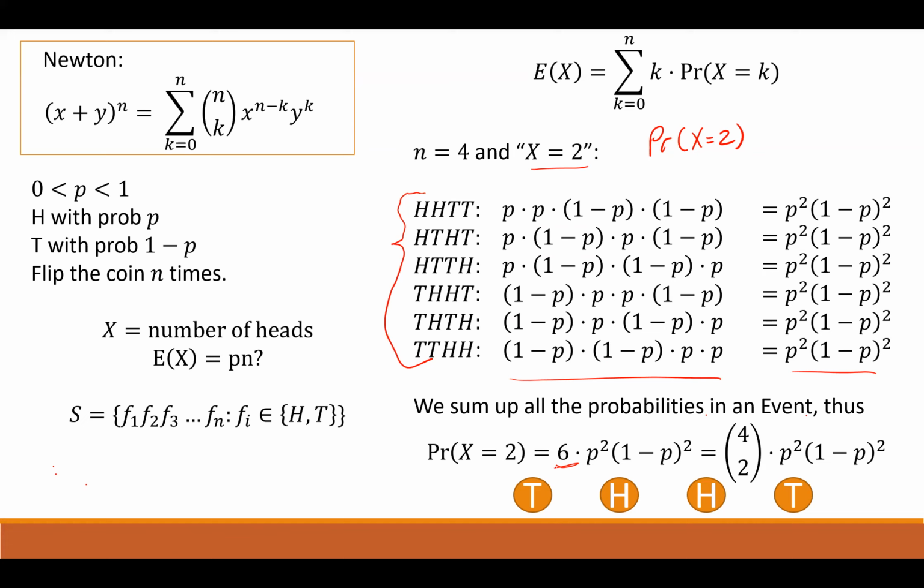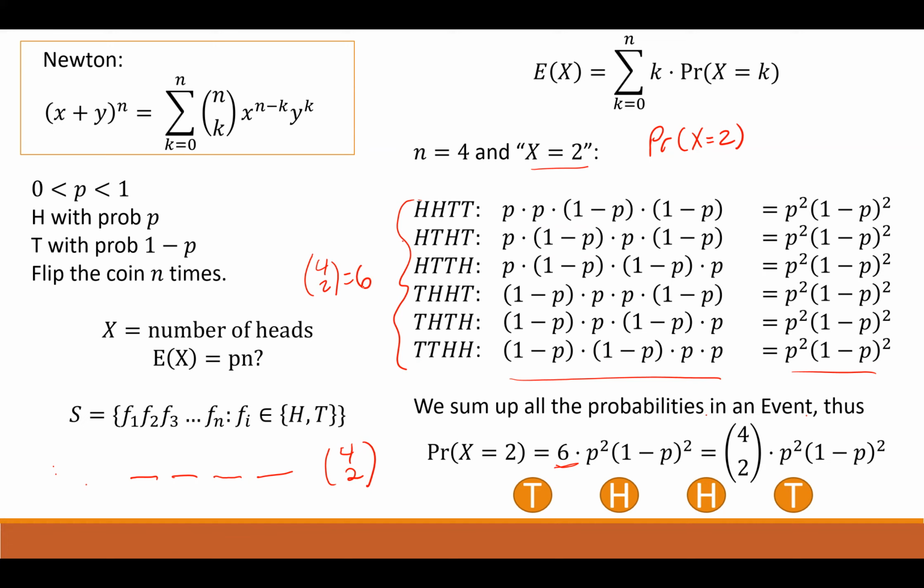But another way to get it is to say, well, there's 4 coins that I flipped, and I'm going to choose 2 of those to be heads, right? So the number of possible arrangements where 2 coins are heads is 4 choose 2. So when I say this is equal to 6, that is actually equal to 4 choose 2, which is 6. Okay.